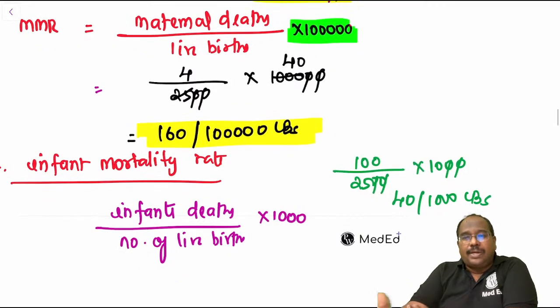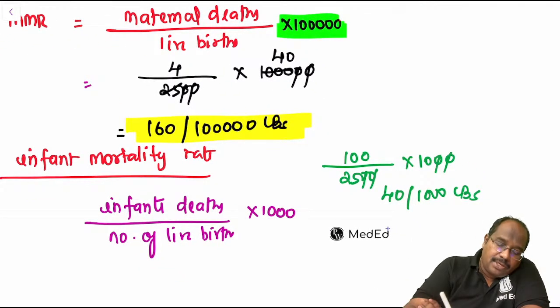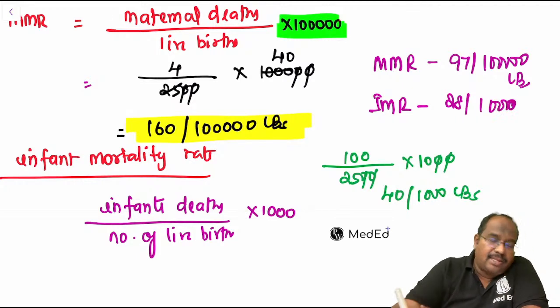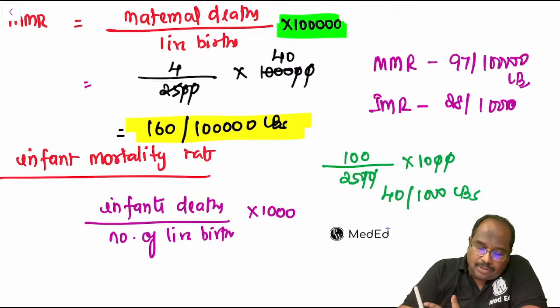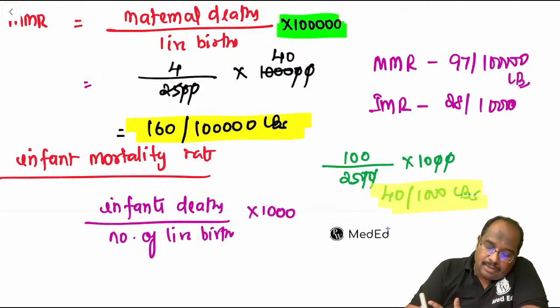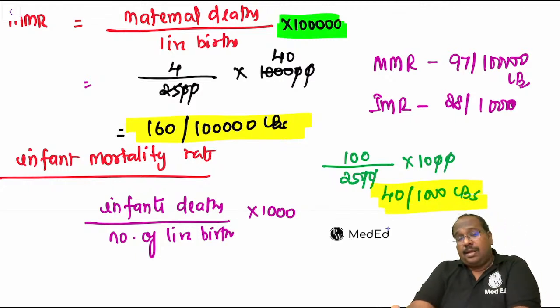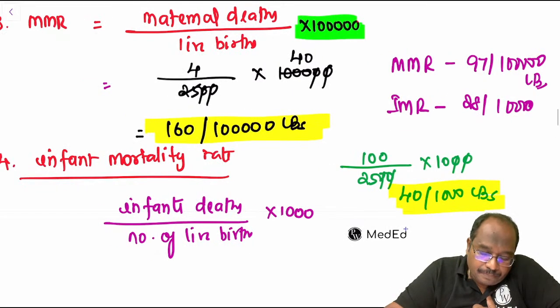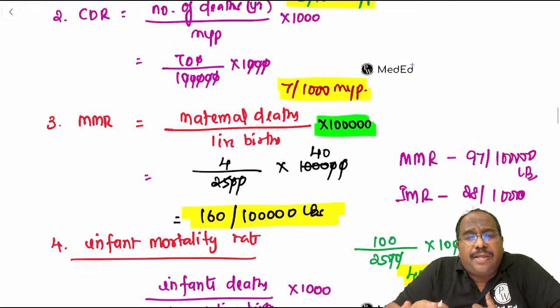Both are higher, guys. Suppose the question asks to compare it with the national average. MMR for India right now is 97 per 1 lakh live births. Infant mortality is around 28 per 1000 live births. Both are higher than the national average. So am I clear? These are the various problems, guys.